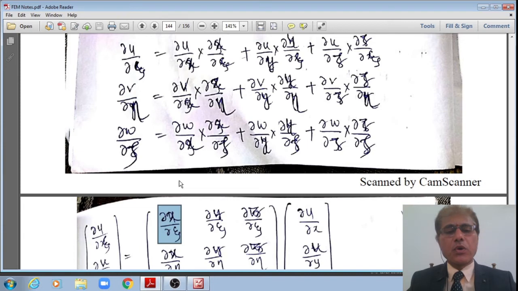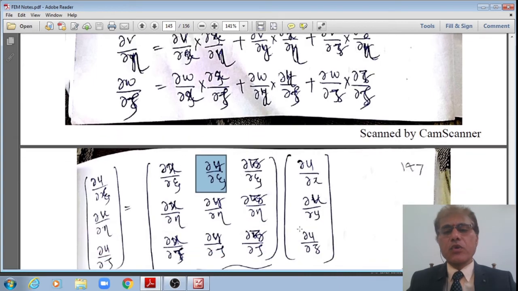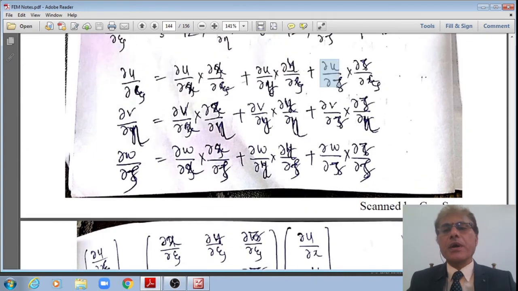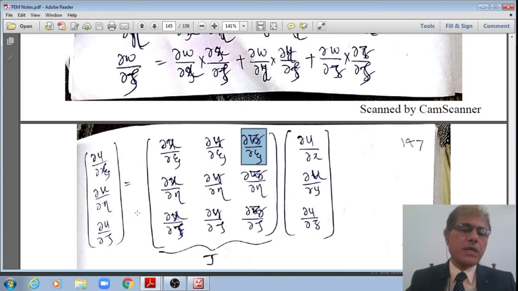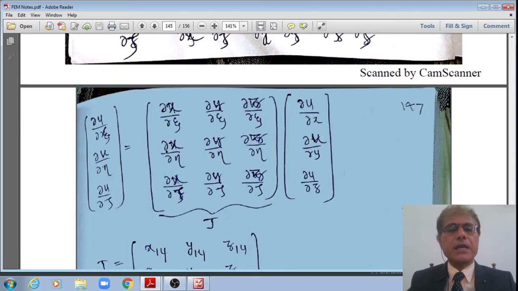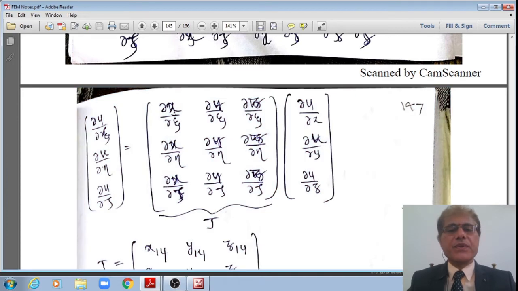dou u by dou x operated upon dou x by dou xi, and dou u by dou y operated upon dou y by dou xi. Similarly, dou u by dou z operated upon dou z by dou xi. Similarly, other equations can also be written as a product of this matrix over this vector. Please see that the first row is with respect to differentiation with respect to xi, whereas the second one is with respect to eta, the third one is with respect to zeta. Therefore, there is a dou by dou xi, dou by dou eta, dou by dou zeta.